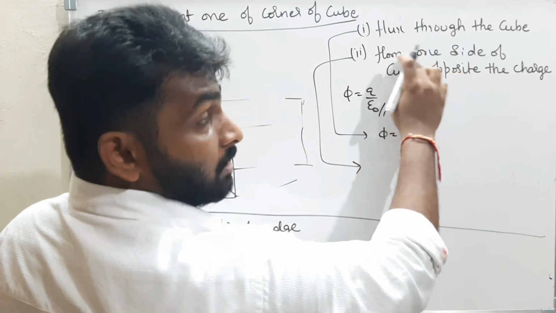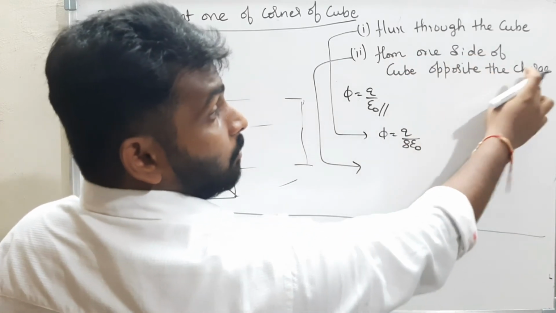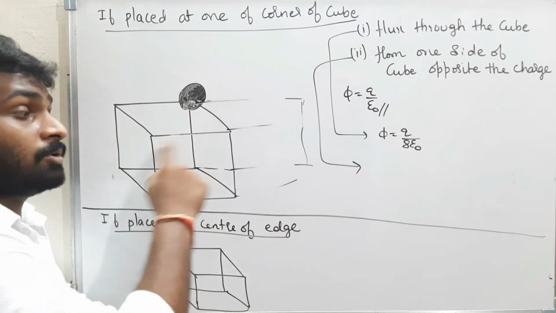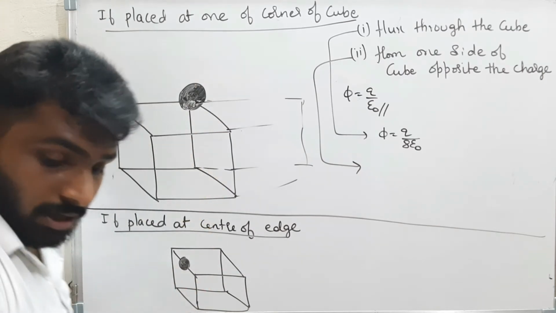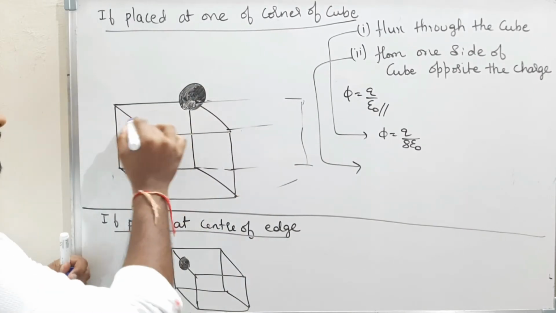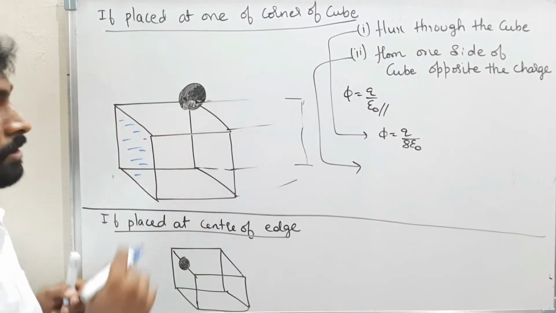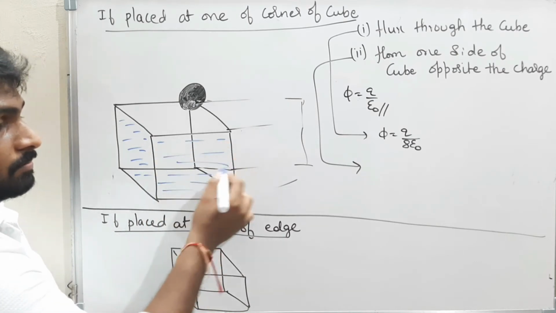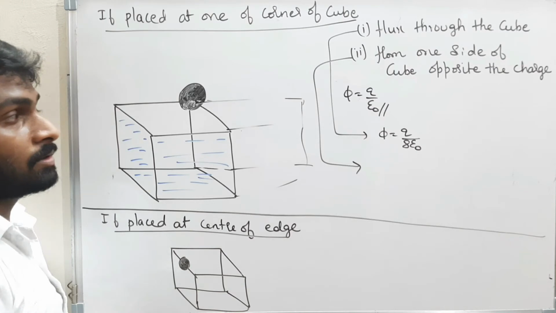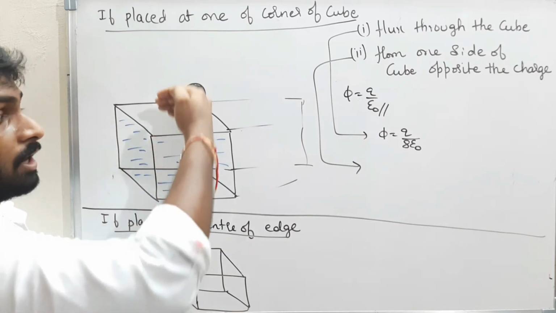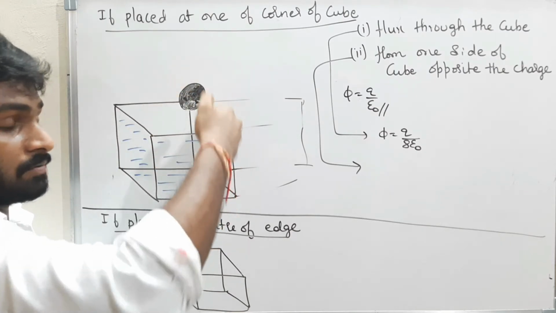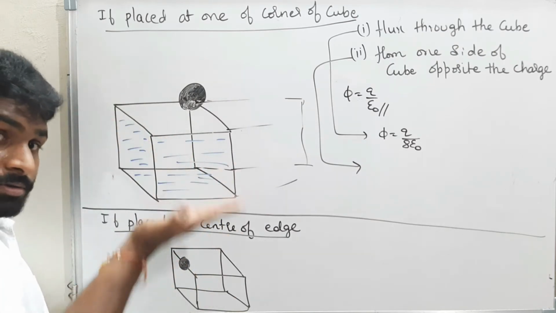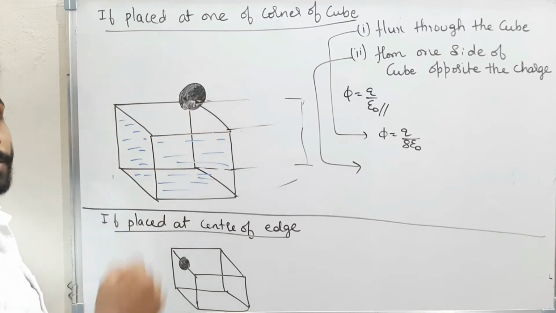Okay, now for this one, find the flux through one side of the cube opposite to the charge. That means this is the charge. What are the opposite sides? This is one of the opposite sides. This is one of the opposite sides. And this is one of the opposite sides. You guys will accept that. This top surface is not opposite. This back side surface is not opposite. And this side surface is not opposite. Only this surface and the bottom surface. These 3 are opposite to the charge.